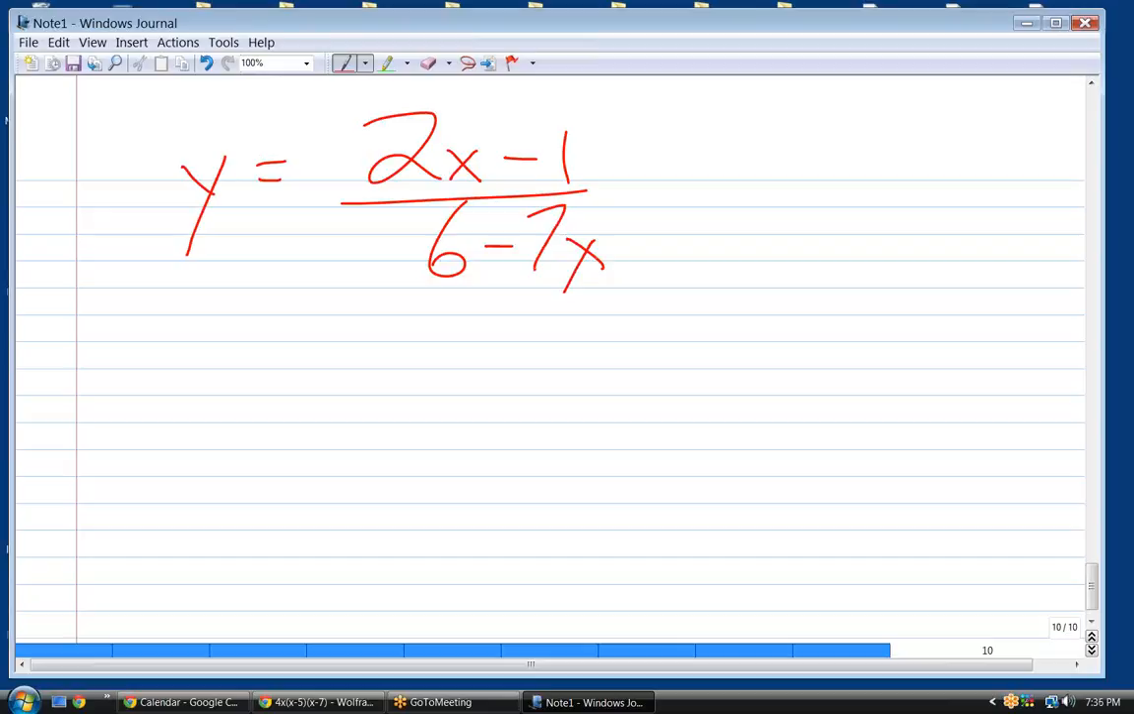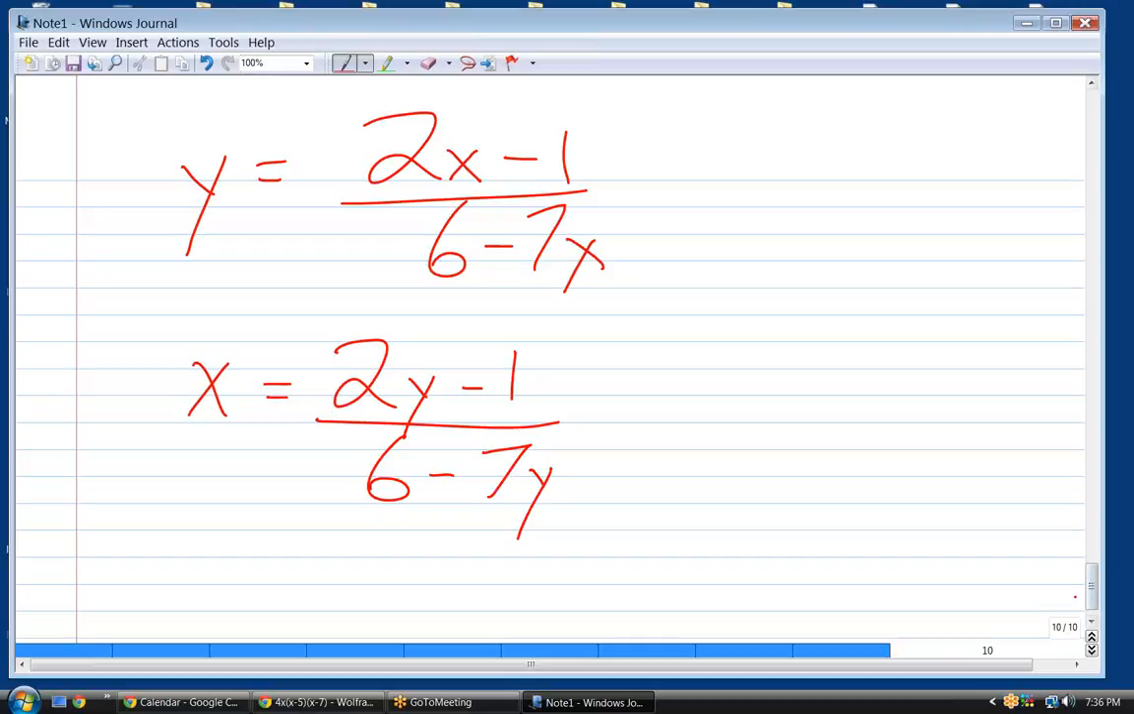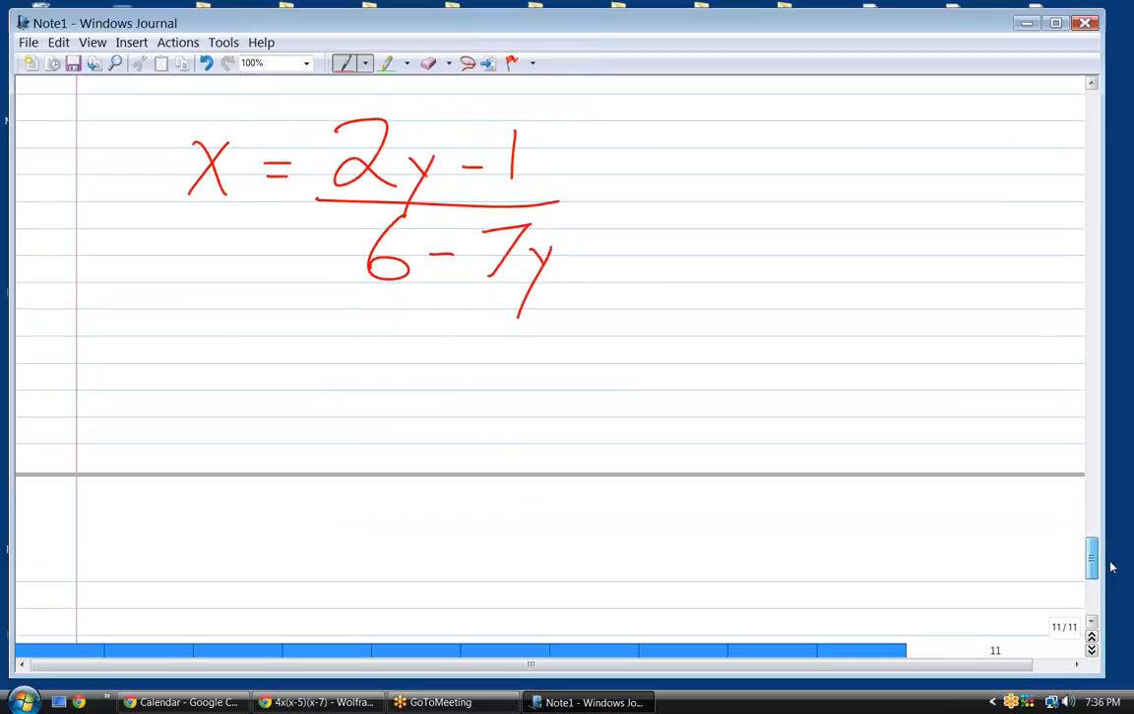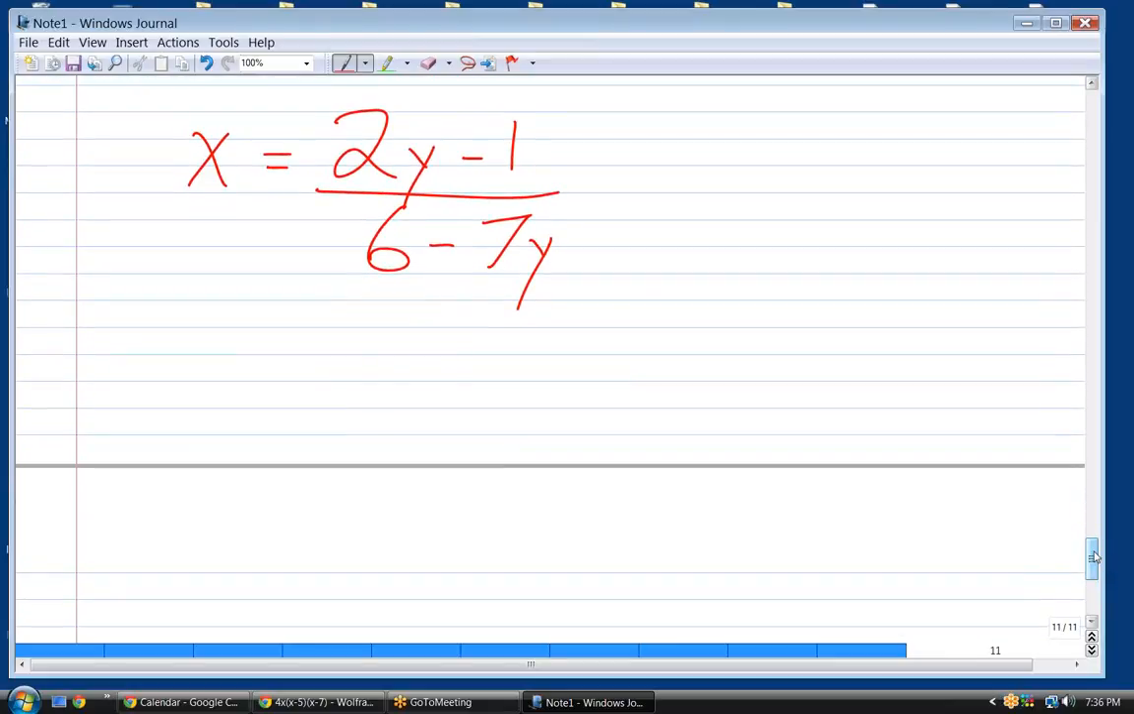Well, you switch x and y. Okay, that's why I wrote y instead of f of x, because that is the first step, is to switch the variables. Then what? You multiply 6 minus 7x on both sides. Yeah, in other words, what we're going to do now is solve for y. That's the two steps for finding inverse, is you switch the variables and then you solve for y. That's all you have to remember.